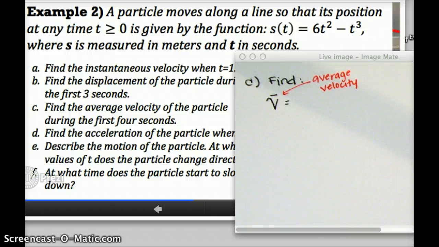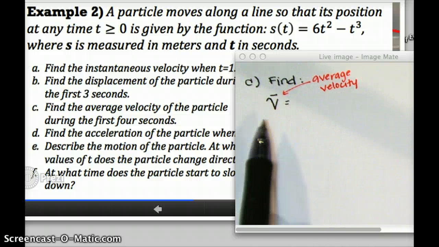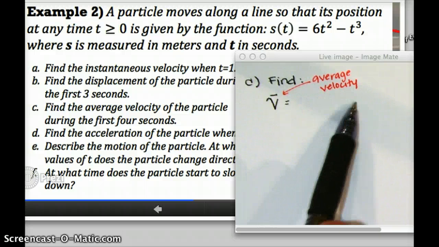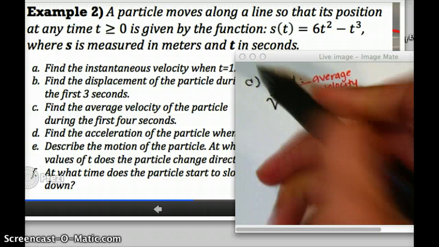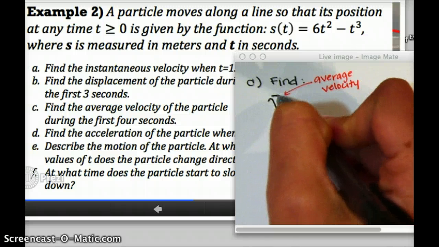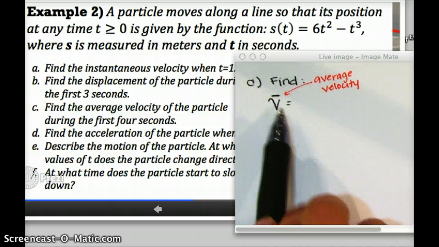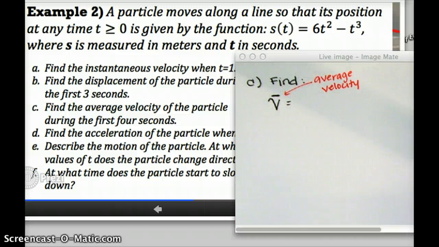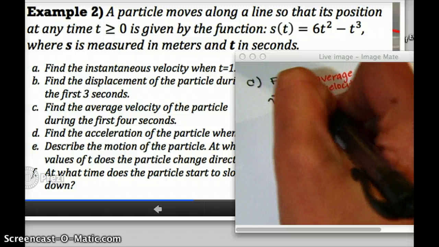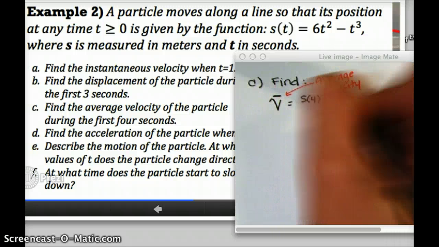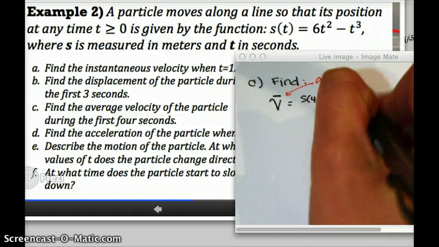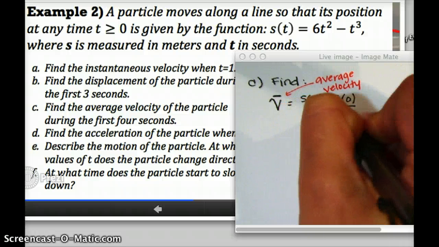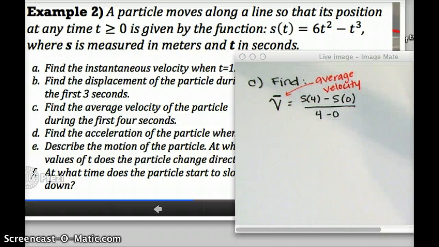The derivative function gives you the slope of a tangent line, but average velocity is actually the slope of a secant line. It's the slope of a line that connects an interval. This is v bar. The bar indicates that we're talking about an average, and we're going to use what looks a lot like a slope formula. We're going to take the position at the end of 4 seconds, subtract the position where the particle started, and then divide by the total change in time, which is 4 seconds, or just 4 minus 0.